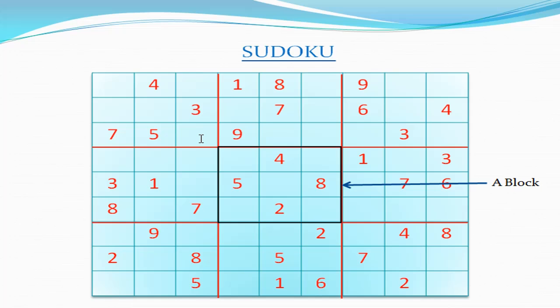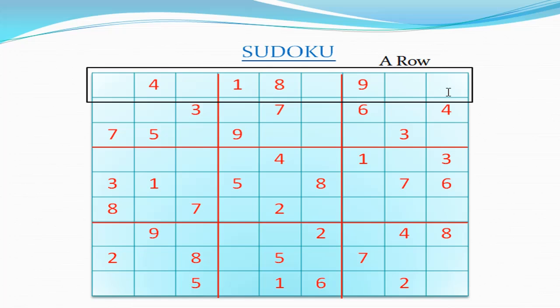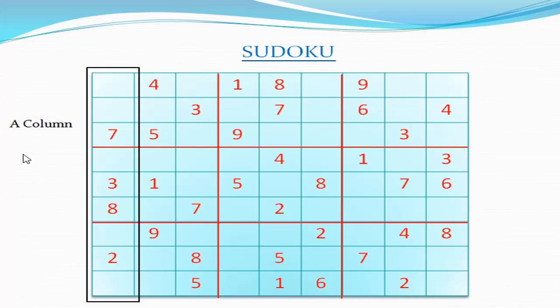And the rule is, in one row, we have 9 tiles, right? So we have to place numbers 1 to 9 here, no repetition. Similarly, while placing those numbers, we have to keep in mind that in a column, this is the second rule, we should have 1 to 9. We have to place 1 to 9 numbers without any repetition.